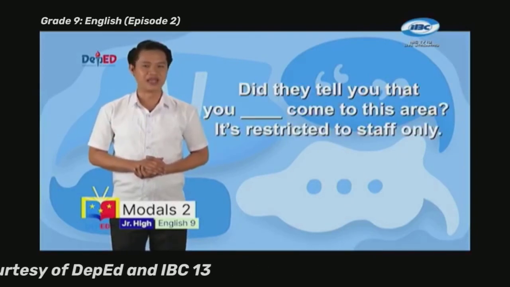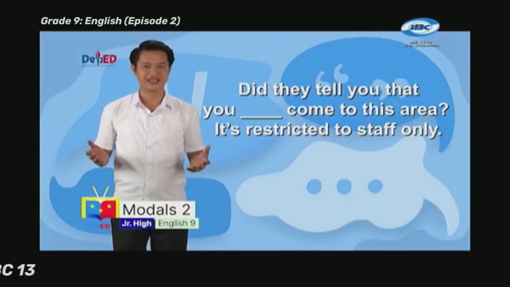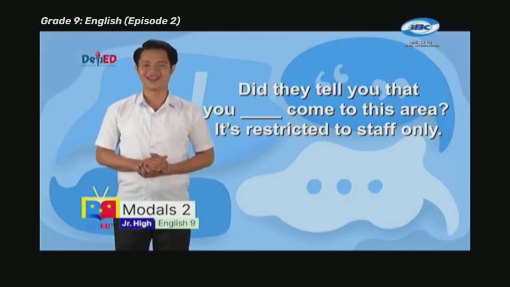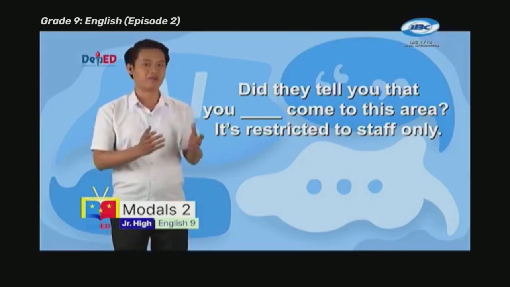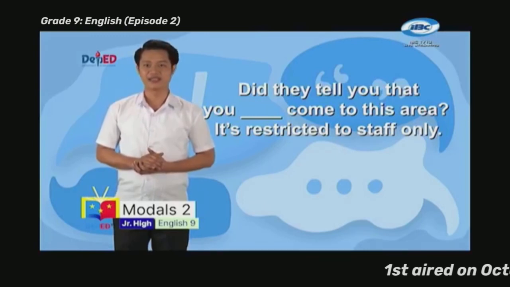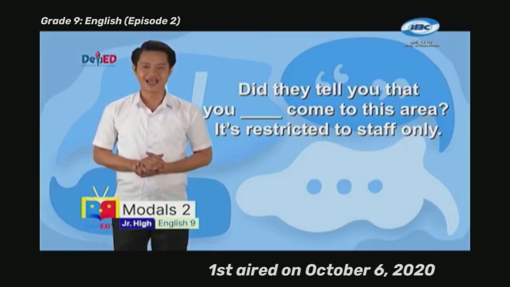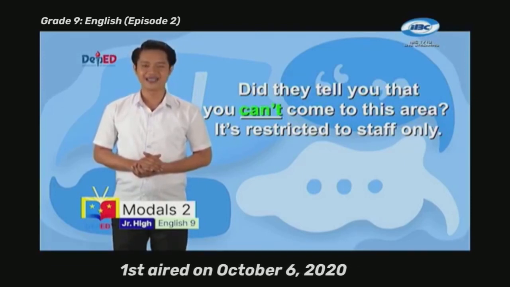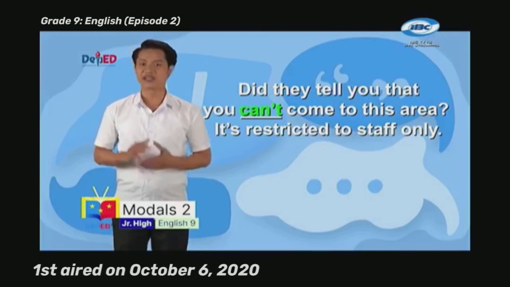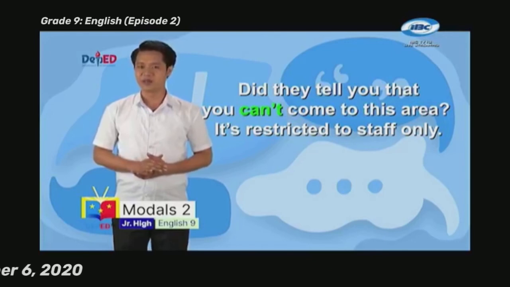Let's try the next one. Did they tell you that you blank come to this area? It's restricted to staff only. What do you think? Can't or mustn't? The management staff of the area probably sets the rule that says this place is restricted for staff only. That is why we should use can't, because the rule was set by someone else, not the speaker. Did they tell you that you can't come to this area? It's restricted to staff only.